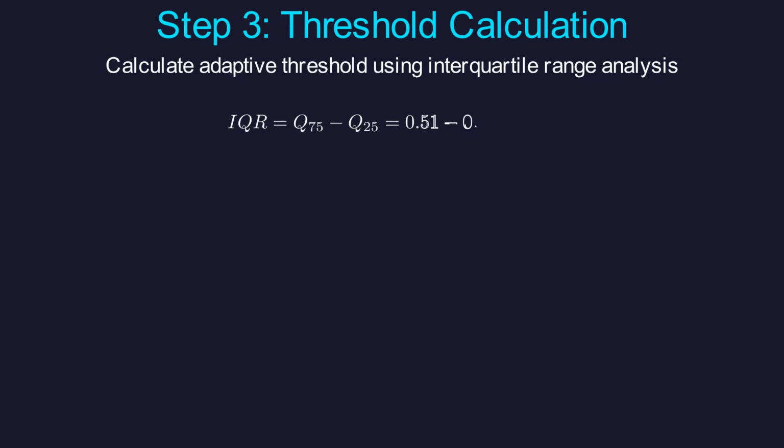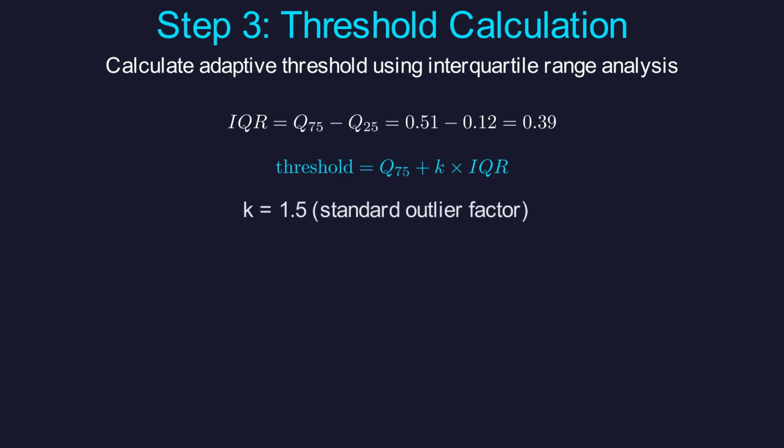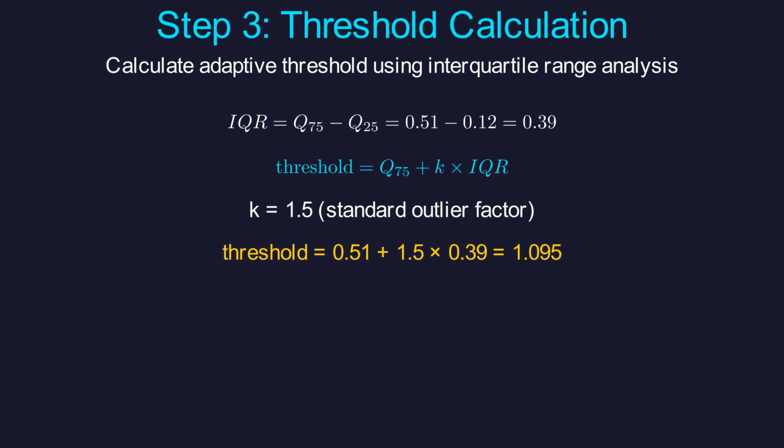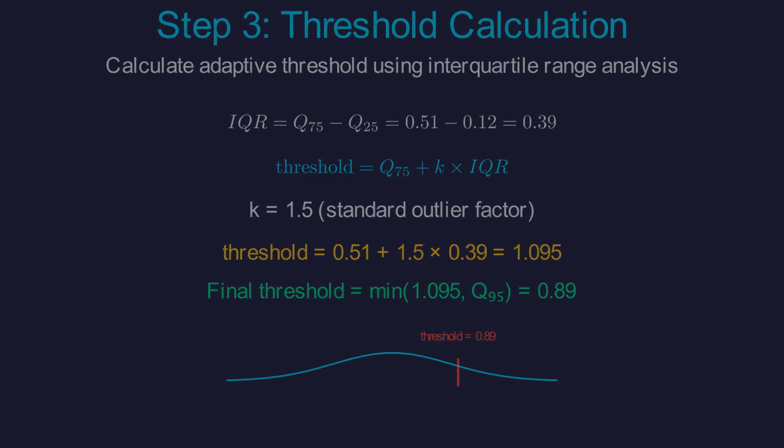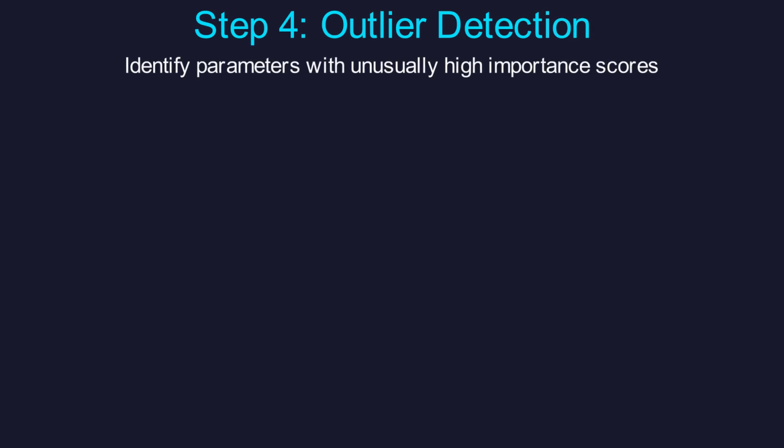So instead of just relying on those quantiles, we're going to run something called IQR, interquartile range analysis, which is a formula where we look at Q75 and apply an outlier factor. And so we compute a new threshold, and then the final threshold we apply is the min of that value we just computed and the Q95. So in this case, it would be, let's say, 0.89. Any parameter with an importance score of 0.89 or higher would be considered an important update.